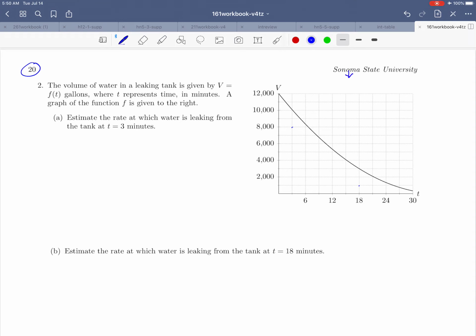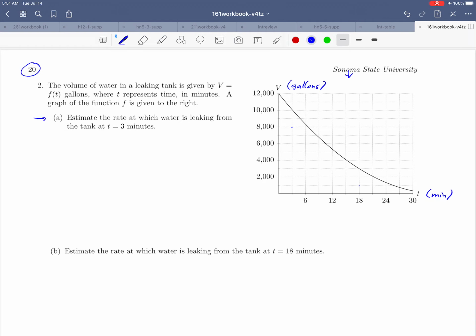Okay, so let's just take stock of what we have in our graph first of all. So we've got V on the vertical axis. That's measuring our volume in the tank in gallons. And then over on the horizontal axis, we've got time in minutes. You can see from the graph that the volume is getting smaller as time goes on, just reflecting the fact that this tank is leaking like the problem was telling us. And what they'd like us to do is to estimate a couple of rates of change.